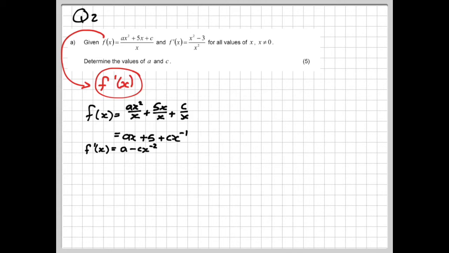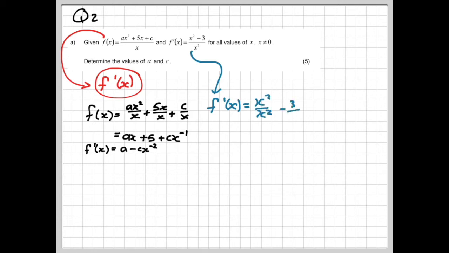Remember that 5 simply falls away because the derivative of a constant is always 0. How does this compare to the f'(x) that was given to us? It doesn't seem like there's much comparison. So let's simplify f'(x) and see if something pops up.